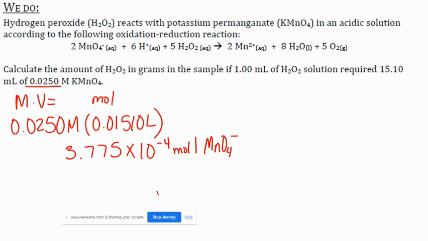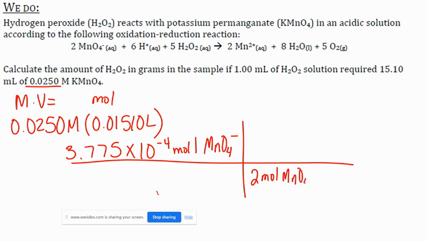All right. Now, I'm going to use dimensional analysis, or mole ratio, however you want to think about it. I know for every 2 moles of MnO4 minus, I have how many moles of hydrogen peroxide? 5. Yep. 2, 5. And they wanted to know grams. I've got it into moles right now.